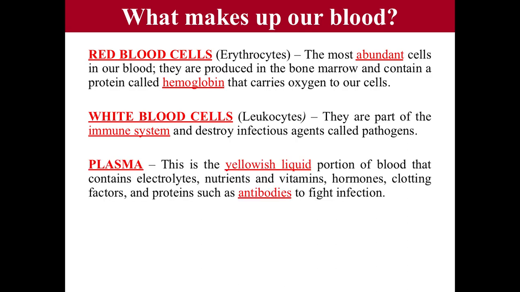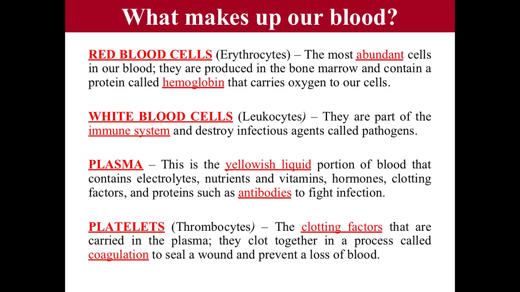The third major component is called plasma. This is the yellowish liquid portion of blood, and it contains things such as electrolytes, nutrients and vitamins, hormones, clotting factors, and proteins such as antibodies to also help fight infection. Now, antibodies are also going to play a big role when we talk about blood typing and donating different types of blood.